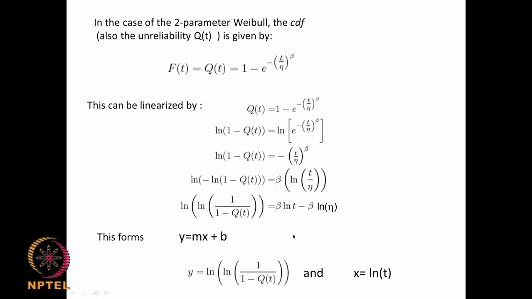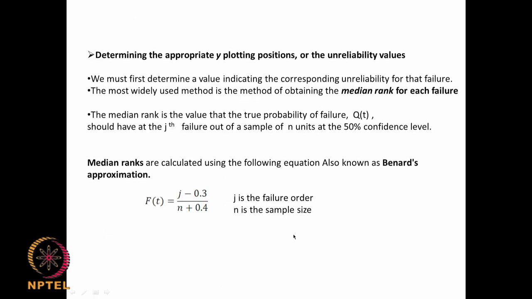Now, how do I do this? That is where the median rank for each failure comes into the picture. That means you need to calculate the median ranks for the failures. Okay. What do you do? Median rank is the value that the true probability of failure should have at the jth failure out of a sample of n units at the 50th percent confidence level.